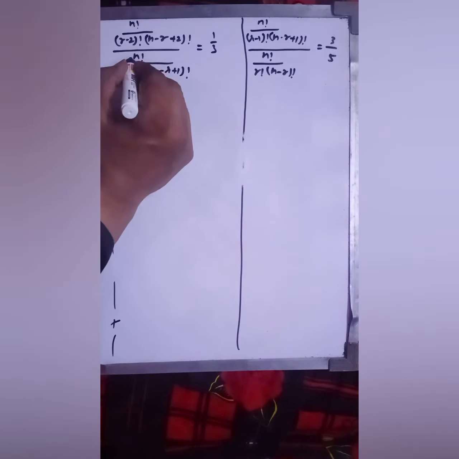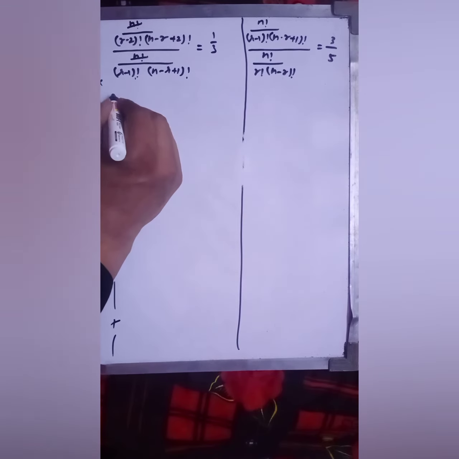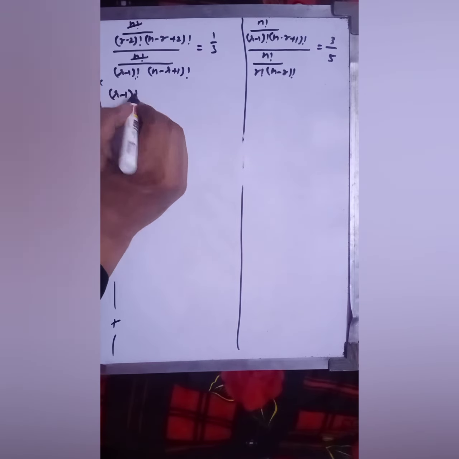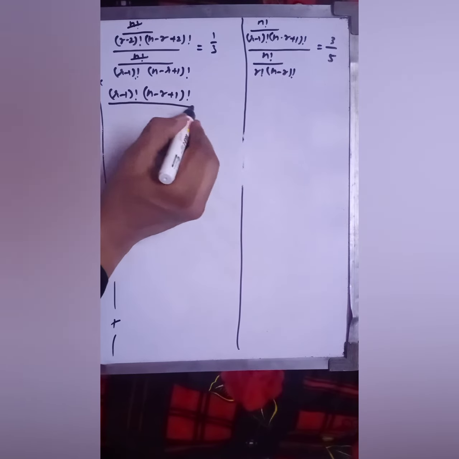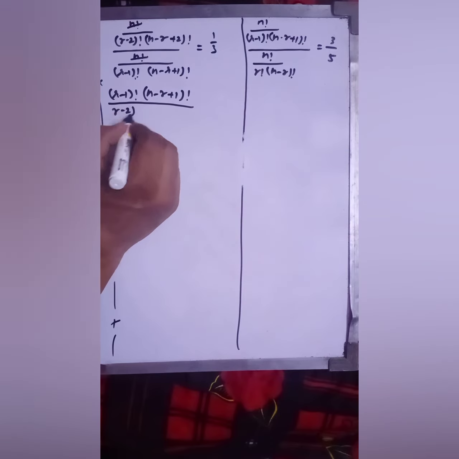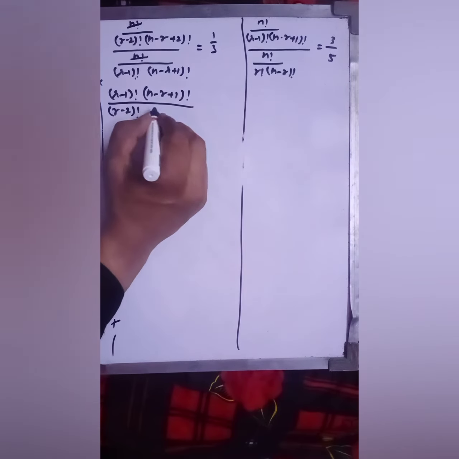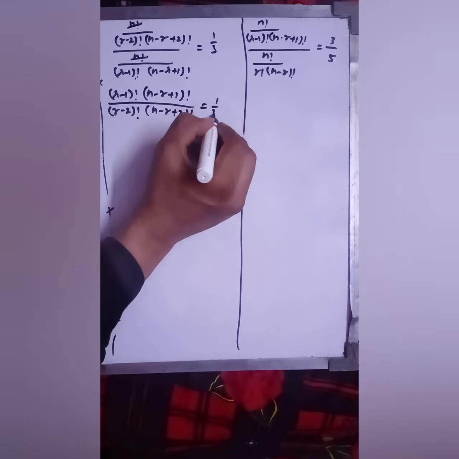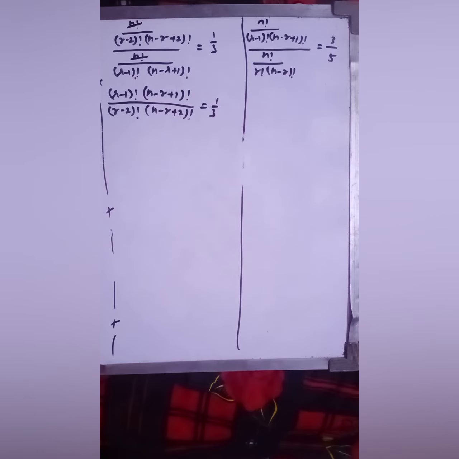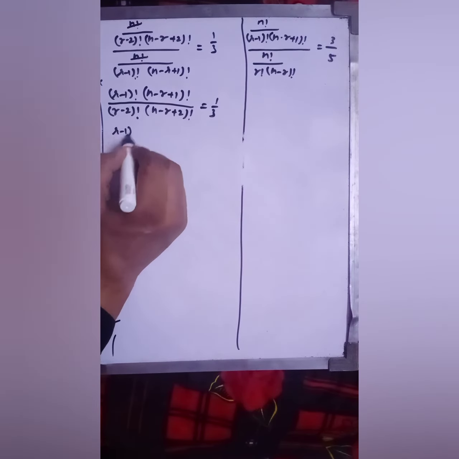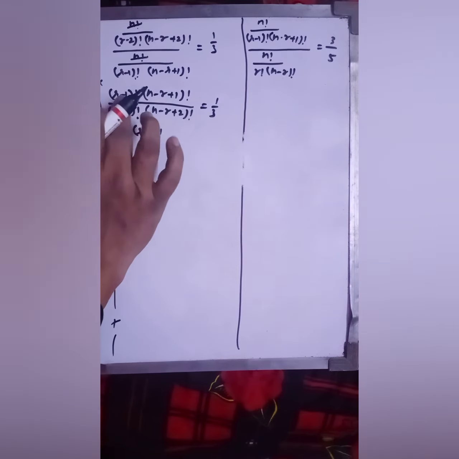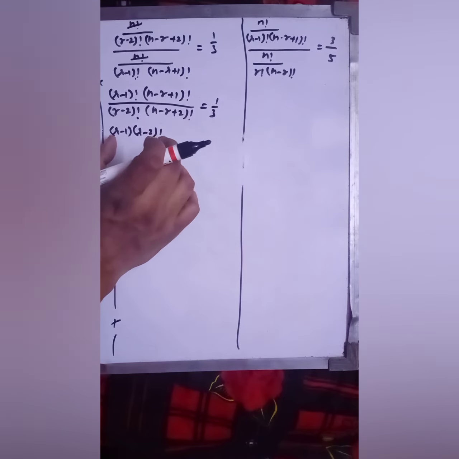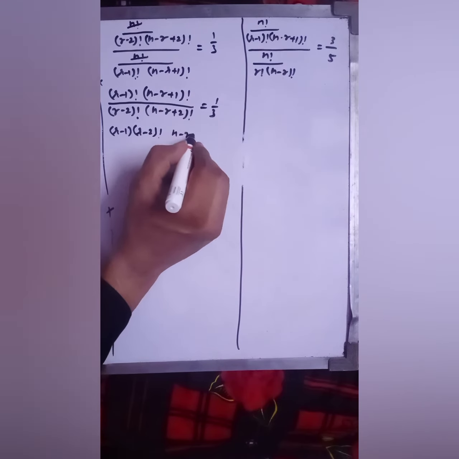Now this n factorial will cancel out. इसको आप ऊपर लिखो. This would be (r minus 1) factorial (n minus r plus 1) factorial over (r minus 2) factorial (n minus r plus 2) factorial, that is equals to 1 by 3. Okay, so this would be r minus 1 and next one would be r minus 2. जब आप r minus 1 को सॉल्व करोगे यहाँ तक तो आपको ये मिलेगा. इस वाले पार्ट को आप सेम रखो, (n minus r plus 1) factorial.